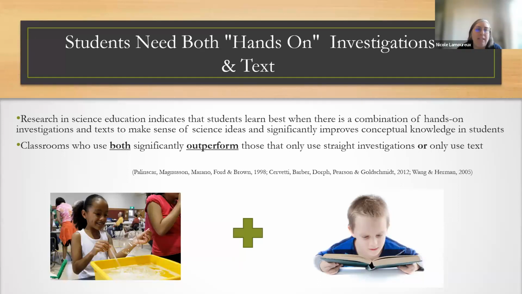So research in science education looked at, well, in what ways do students learn best? They had three groups: one that did hands-on investigations only, one that learned from text, and a group that did both. So the classrooms who used both hands-on investigation and text significantly outperformed those who did just straight activity-based hands-on or text only, okay?